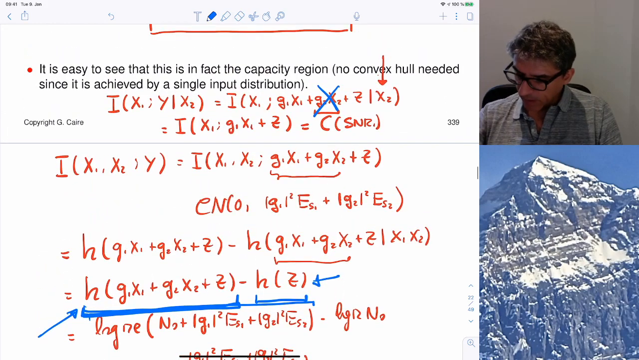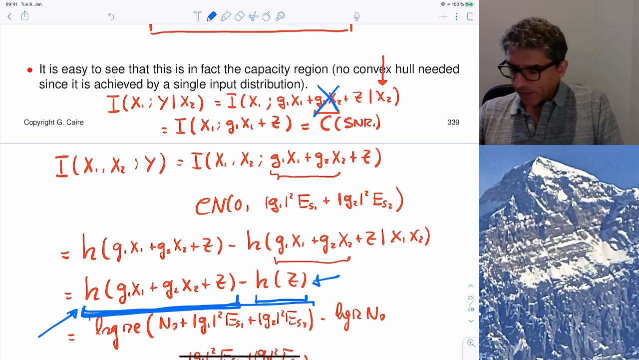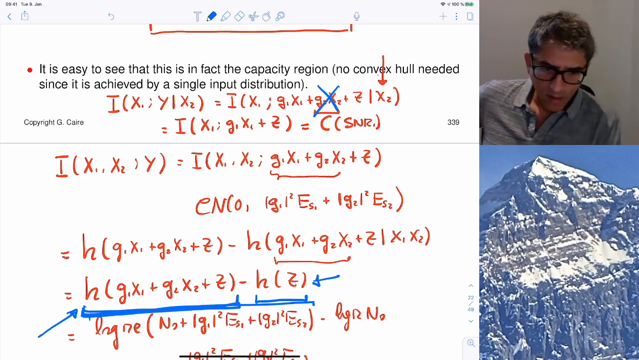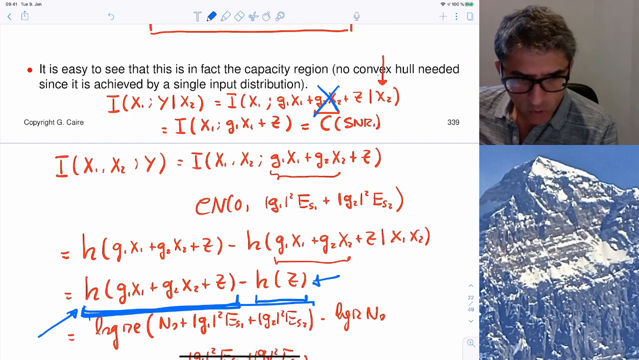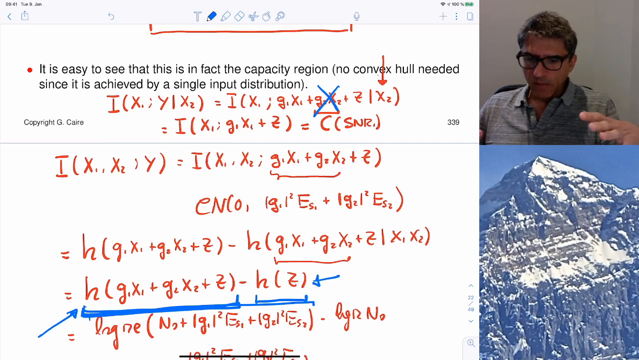For example, in this case, when you have the conditioning on x2 for the individual rate bounds, then G1 x1 plus Z must be Gaussian. So you see that you have these uniform upper bounds by choosing x1, x2 Gaussian. You simultaneously maximize all the boundaries, so you have a single pentagon that contains all of them.